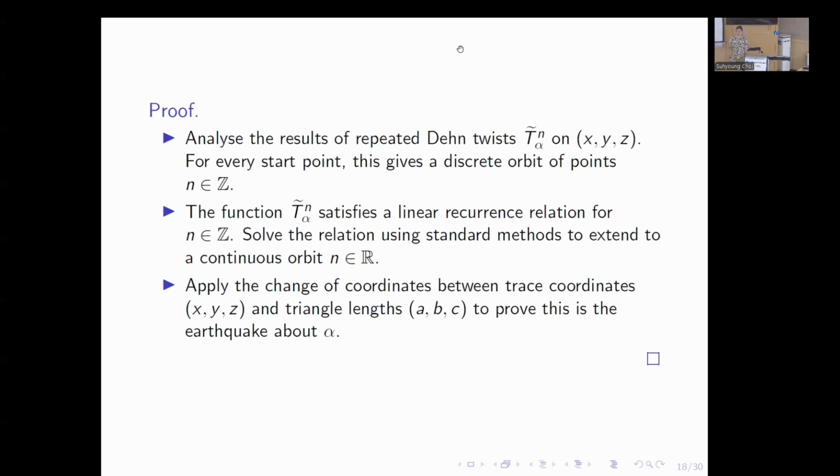And you can actually do this outside of Teichmüller space, in the whole character variety. There are other level sets where you can extend this action. But the question is, why is this the earthquake as opposed to any other kind of flow that might extend the Dehn twist? We can apply the chain of coordinates that we had between the trace and triangle length coordinates to prove that they're the same. So we started with these two different perspectives, of geometry and of algebra, and we applied different methods to get the same result for the earthquake. So it gives us two different interpretations.